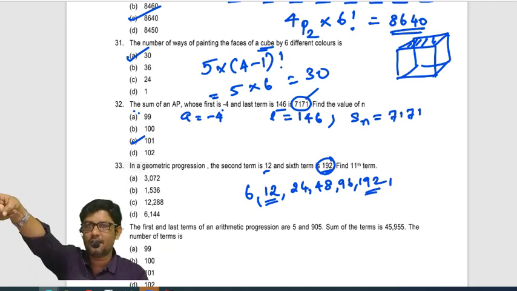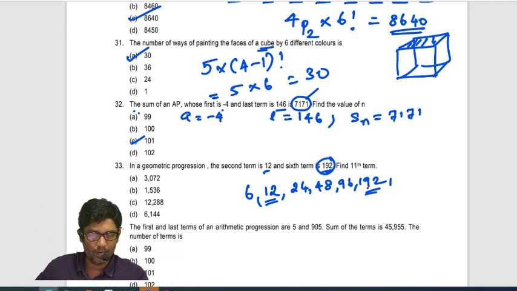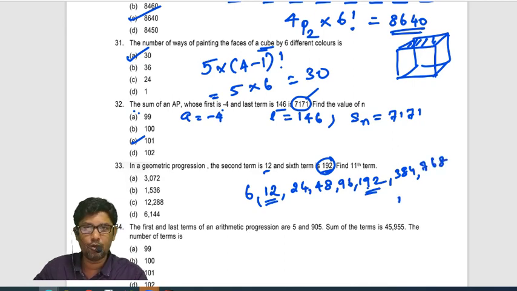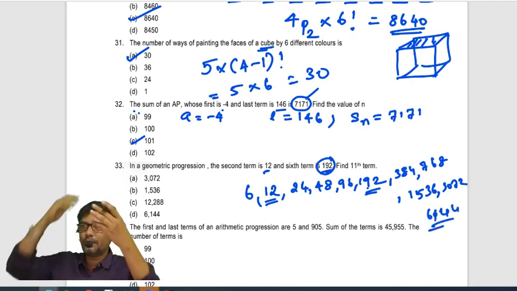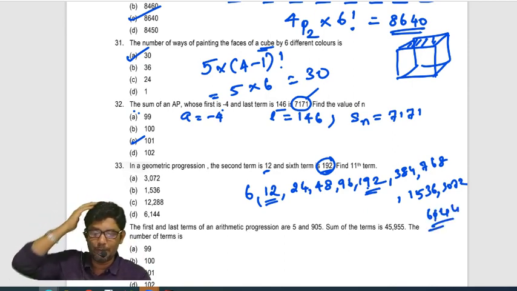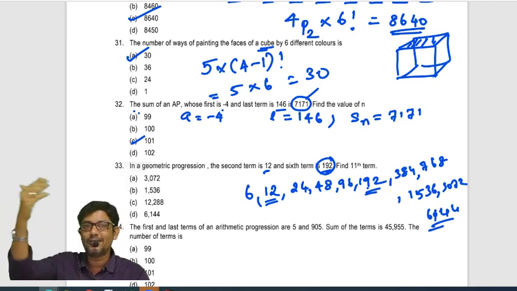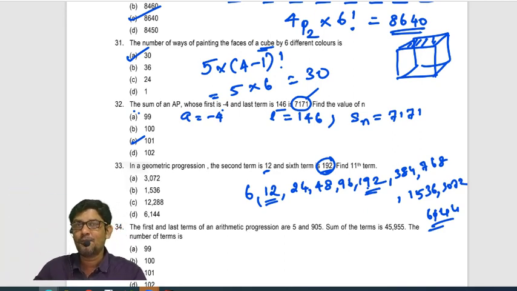You have a calculator, right? Now tell me, 192 into 2. Is it 384? 384 into 2 is 768. 768 into 2 is 1536. Into 2 is 3072. Guys, you have a calculator now. You keep on multiplying into 2, into 2, into 2, and you will get it. This is one way of doing it. What is the other way of doing it? I'll tell you.